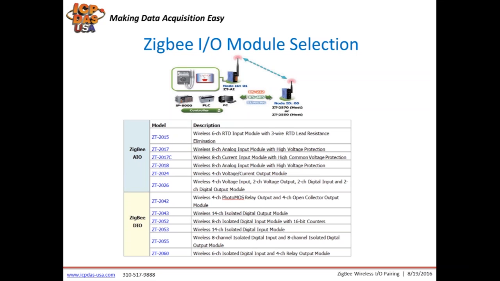All of our Zigbee I/O modules, including the ZT2042, follow the wireless standard Zigbee 2007 Pro, have operating temperatures of -25 to 75 degrees C, and have data communicable via Modbus RTU or our DCON protocol.